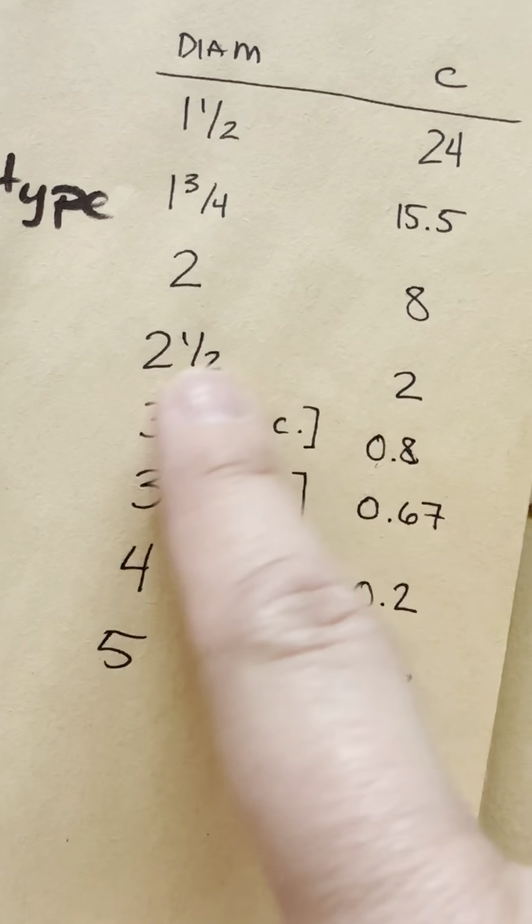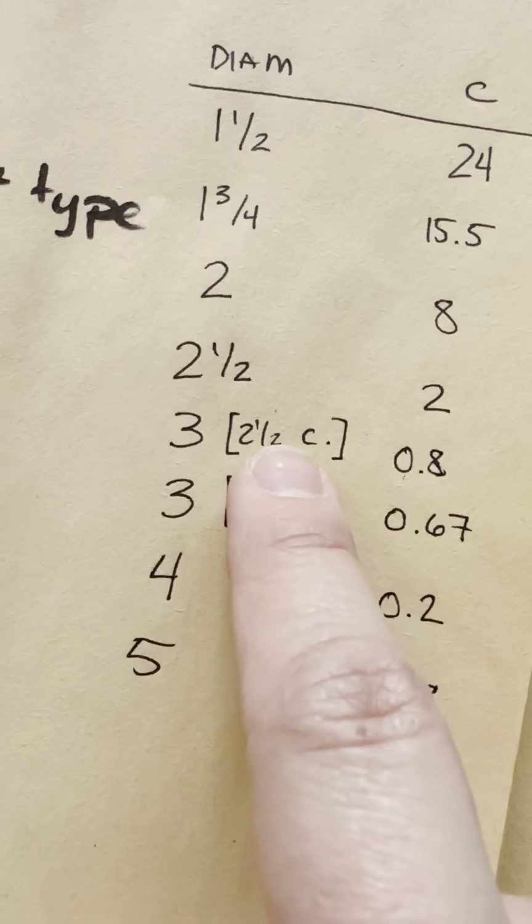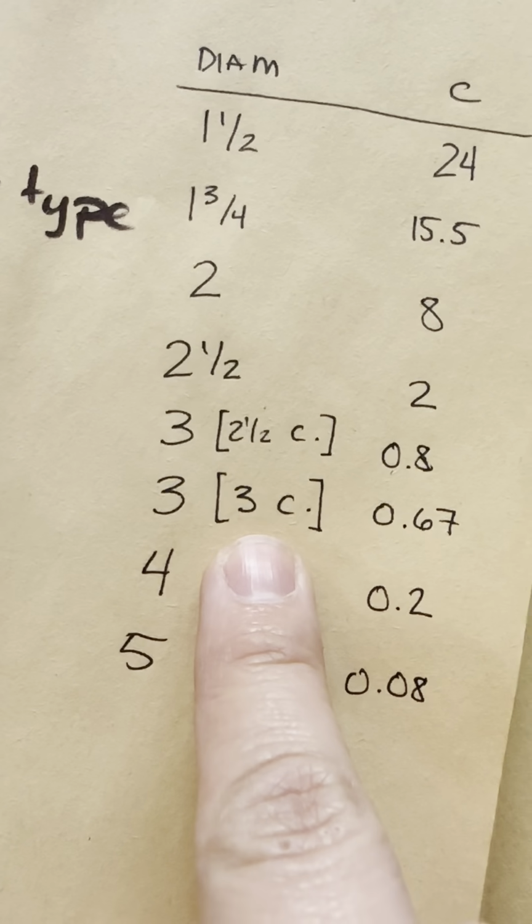And if you're wondering about this goofiness, 3-inch hose can either have 2.5-inch couplings or 3-inch couplings. If you don't have a specific coefficient of friction for your hose, just use the values from the book. And all you need to find them is the diameter of your hose, and maybe your couplings.